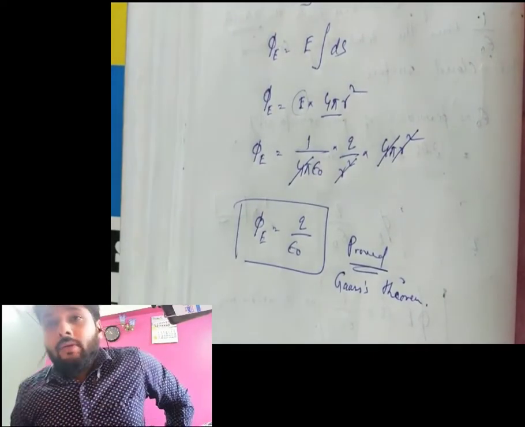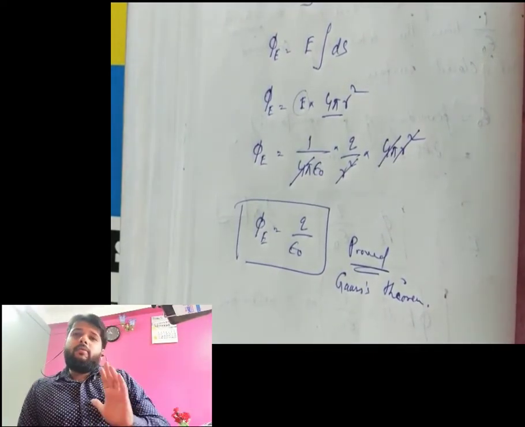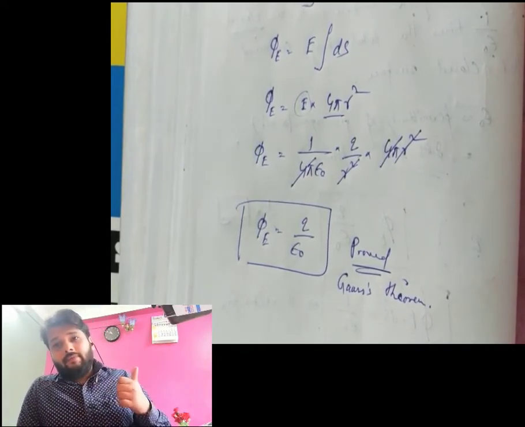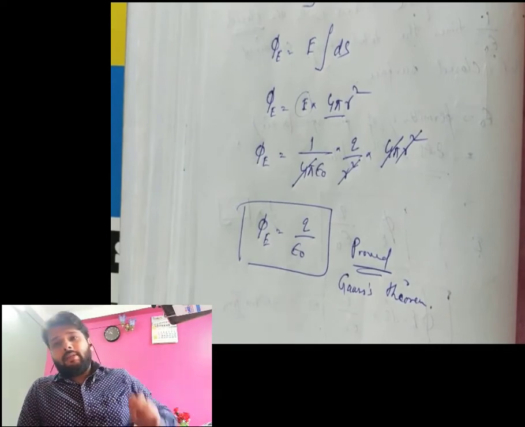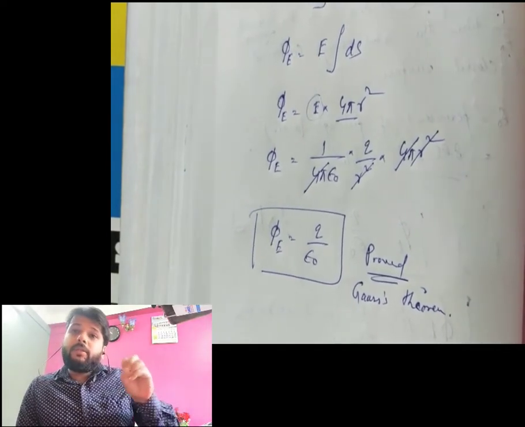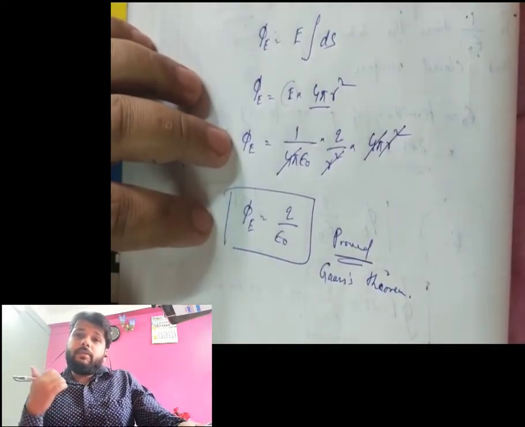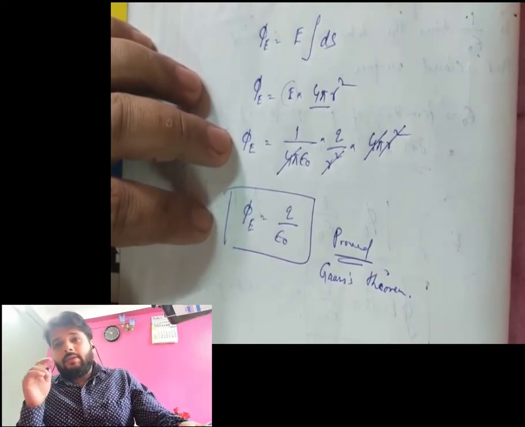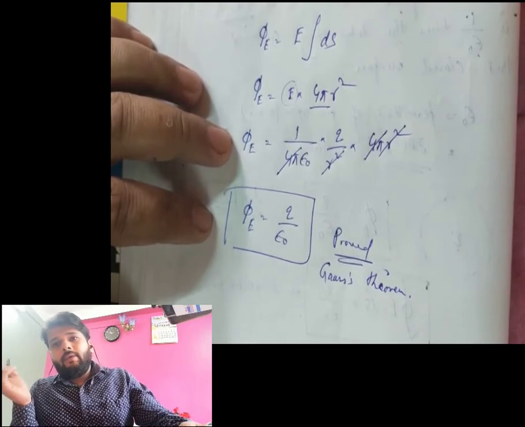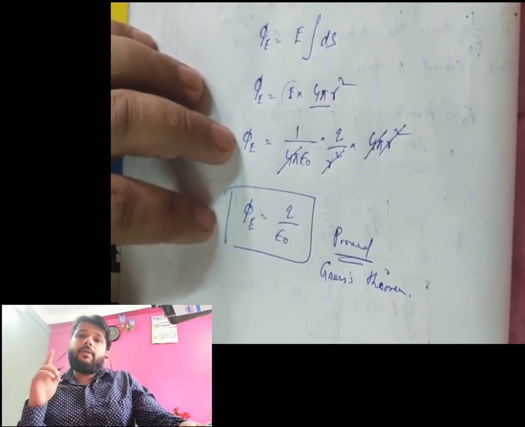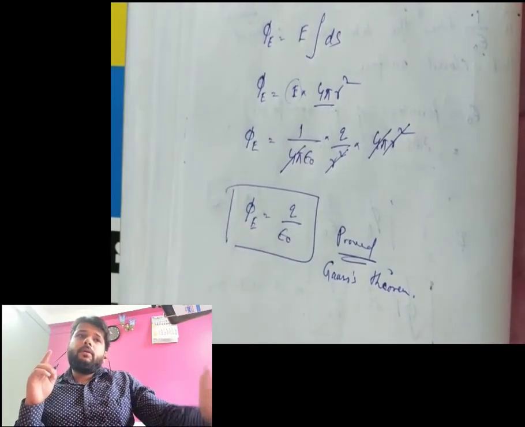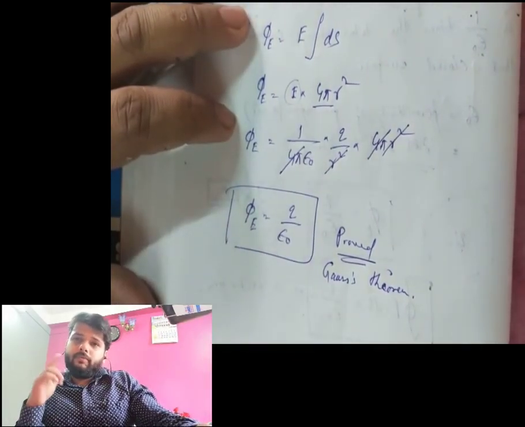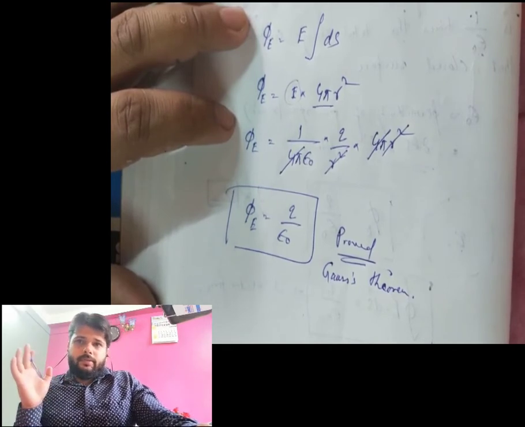So till now, what have we studied? Let's summarize it. First, we studied electric flux. Just remember that electric flux is always linked with the surface area, and electric flux is a scalar quantity. Electric flux is equal to E dot A, where A is the area vector, and the area vector is always perpendicular to the surface.